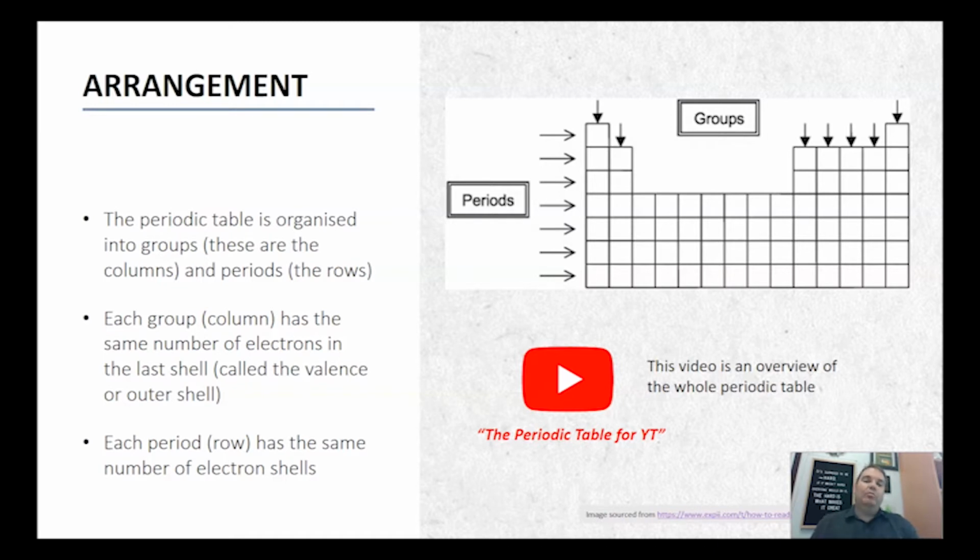So when we're looking at a normal periodic table, not that weird one I showed you at the beginning, we organise it into groups. These are the columns, the bits that go up and down. Then we have periods, which are the rows that go across. So groups up and down, periods across. Each group or column has the same number of electrons in the last shell. We call that last shell the valence shell or outer shell. So everything in group 1 has 1 electron, the next has 2 electrons, then 3, 4, 5, 6, 7, and 8 as we go across.